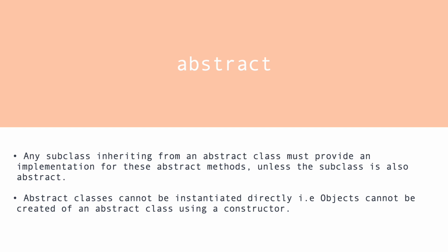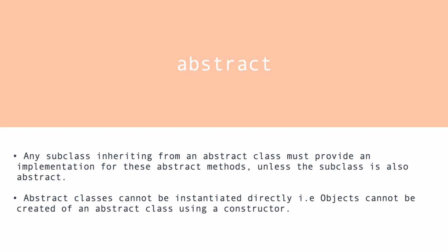As you can see here, any subclass inheriting from an abstract class must provide an implementation for these abstract methods. And if we don't do it, the subclass will also become abstract. So using abstract, we can make subclasses implement the methods, and the superclasses can just give the name of the method without any implementation. This is very useful in practical use cases where we give the user the flexibility to define his method.